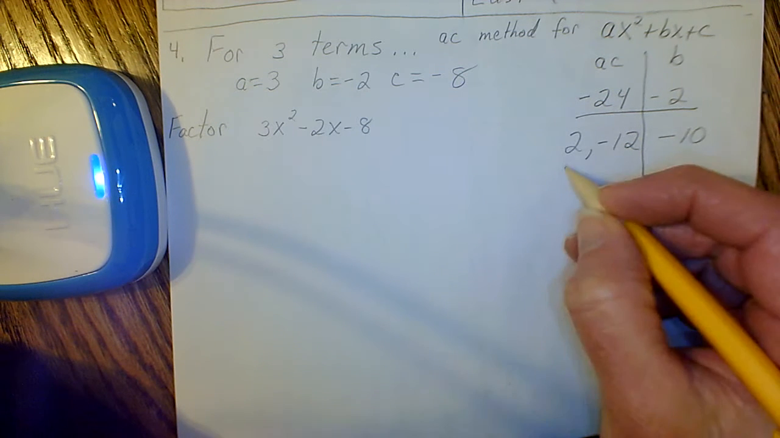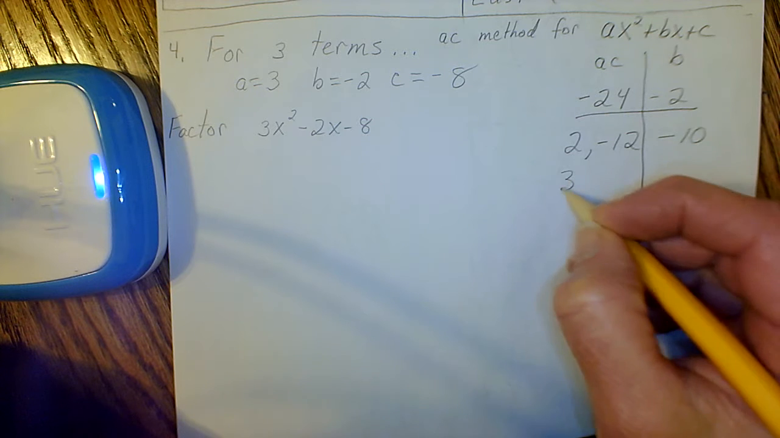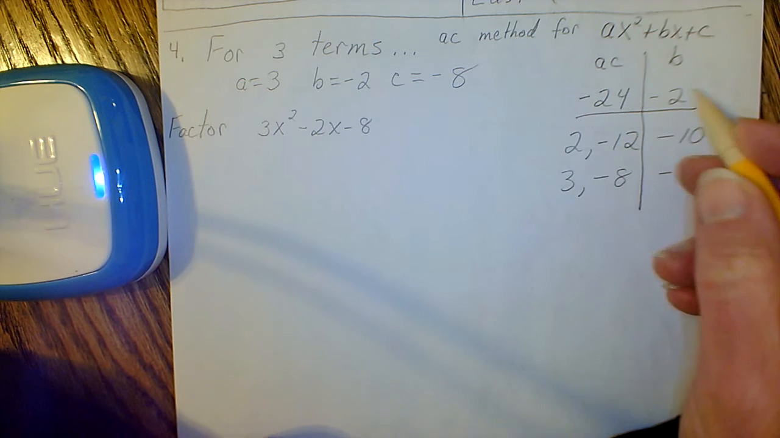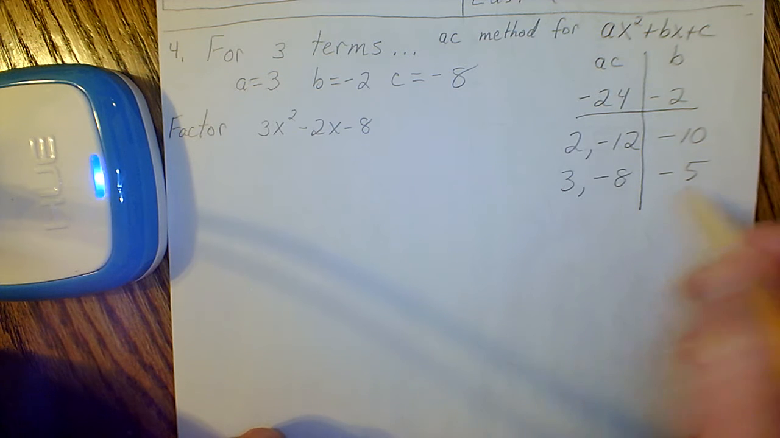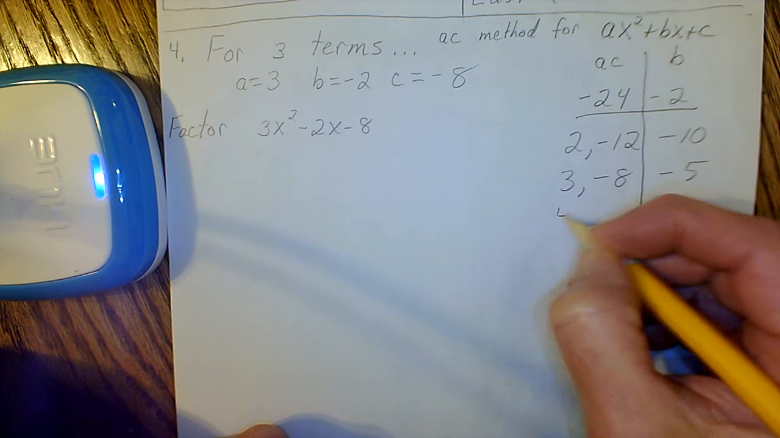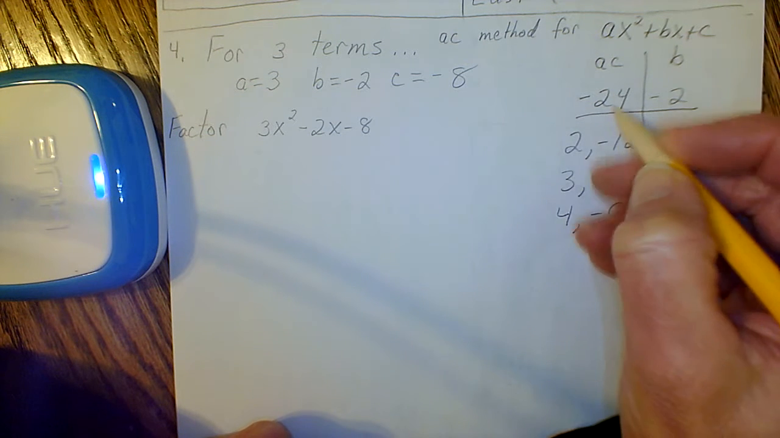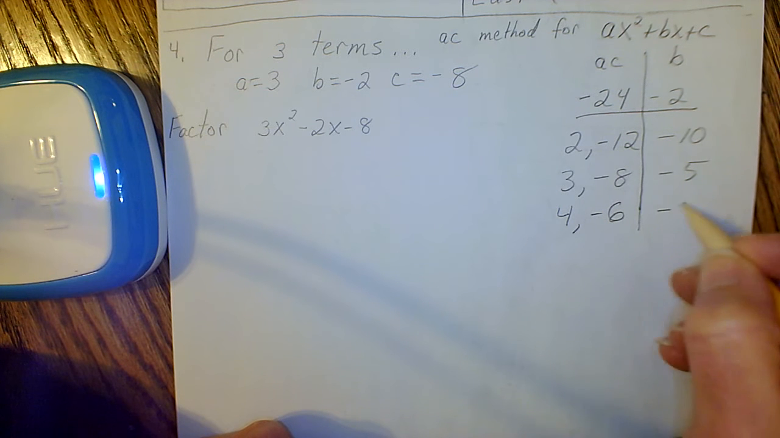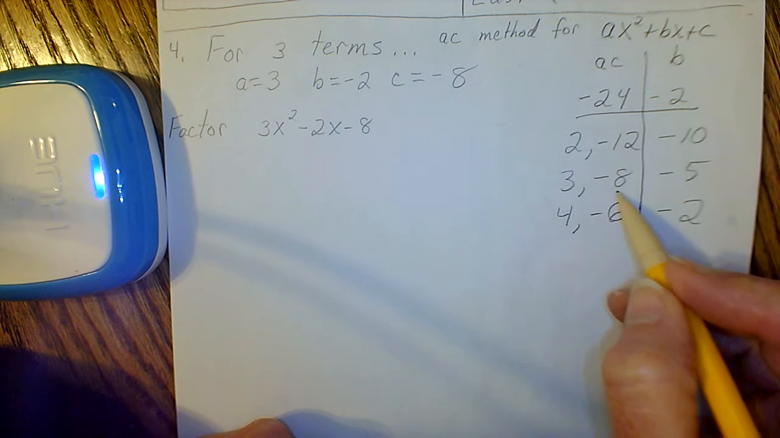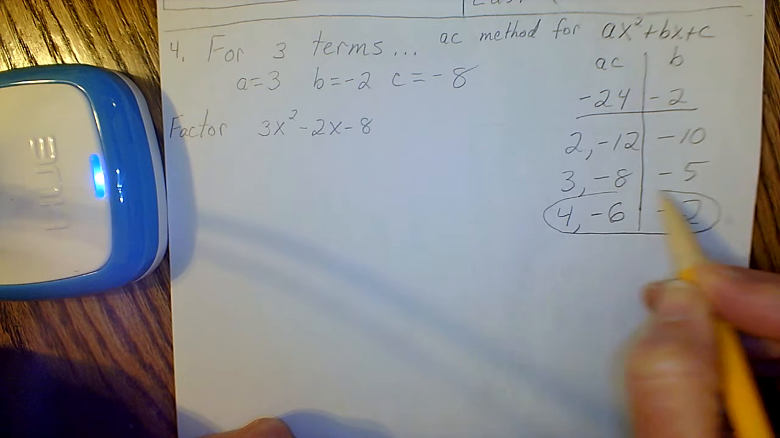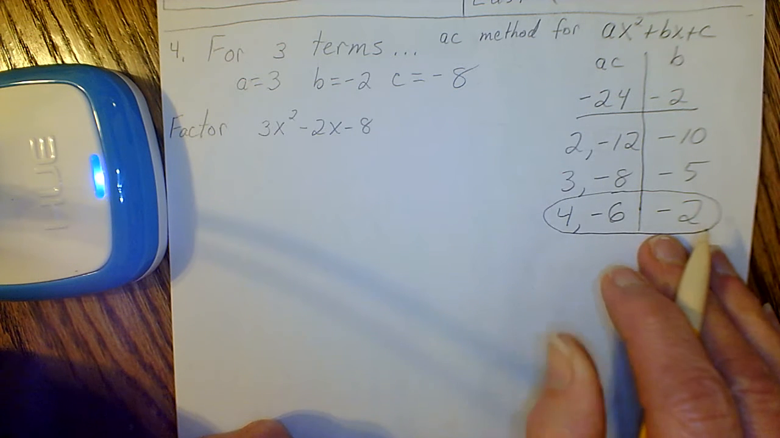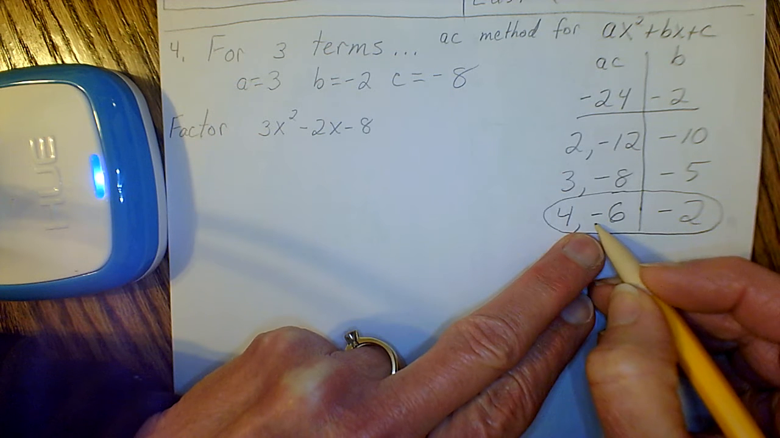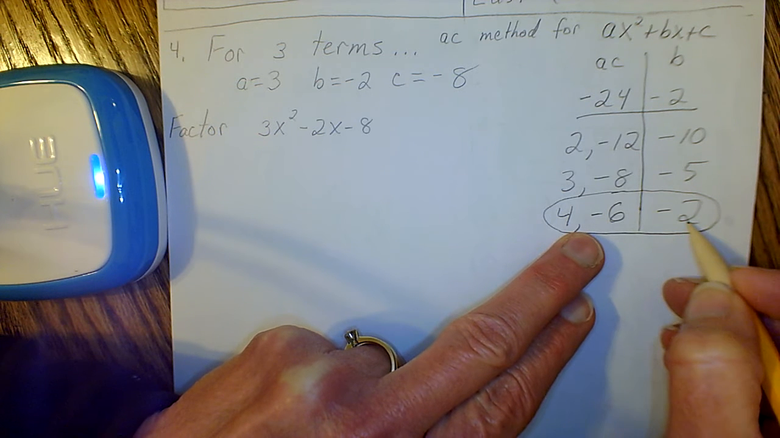That didn't work. Let's try 3, since 3 goes into 24. 3 times -8, well, that gives us a -5. So we're definitely getting closer, but not there yet. Let's try 4, since 4 goes in there. 4 times -6 would give us a -24. When we add those two together, we get the -2 that we're after. So this is the combination that we want to use, since 4 plus a -6 gives us a -2.